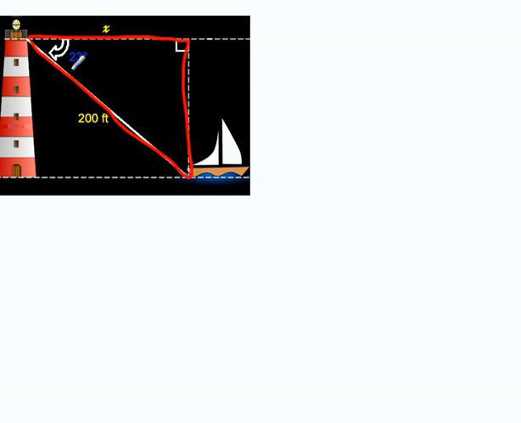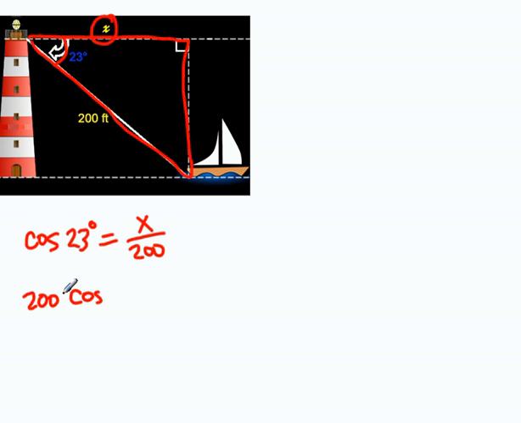So this is an applied property. We have an angle here, that is our theta, so we need to set this up. We're looking for x. Recall that x is the adjacent side, so the cosine of 23 degrees would equal the adjacent over the hypotenuse. Solving the ratio, we would have 200 cosine of 23 degrees equals our x.